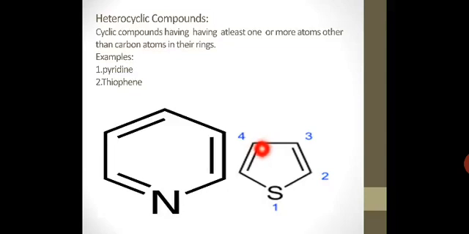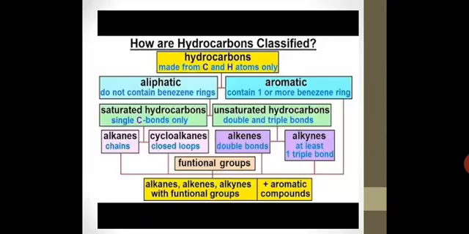The cycle consists of a heteroatom, a different atom than carbon and hydrogen. Carbon and hydrogen will definitely be present in it because it is an organic compound, but along with carbon and hydrogen, there will be a heteroatom. That's why these are termed heterocyclic compounds. So that is all about the classification of organic compounds.